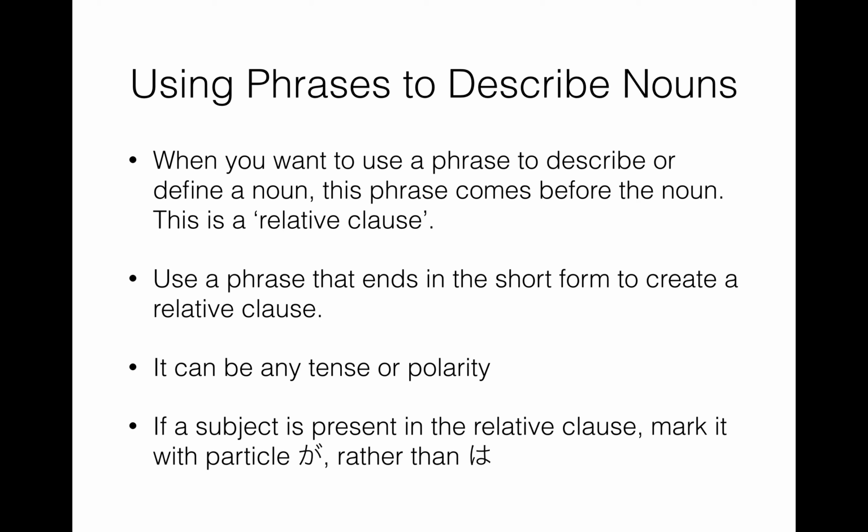When you want to use a phrase to describe or define a noun in Japanese, the phrase comes before the noun. It always comes before the noun. This phrase is called the relative clause.